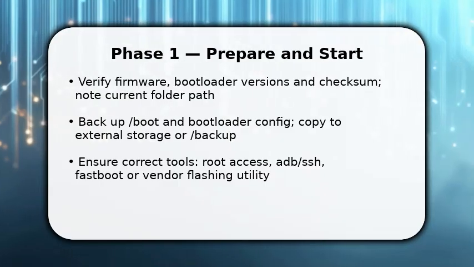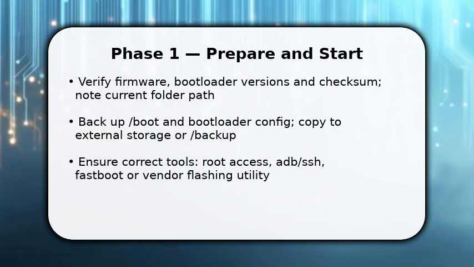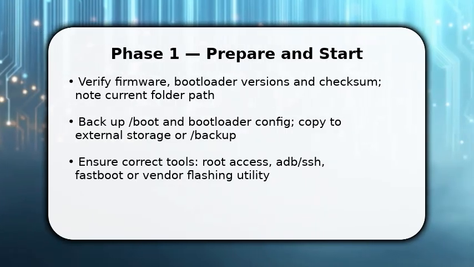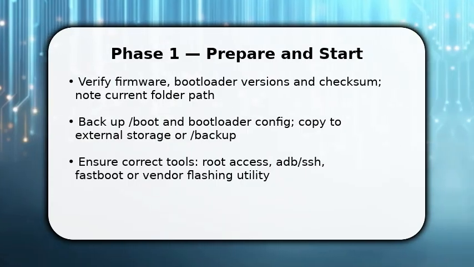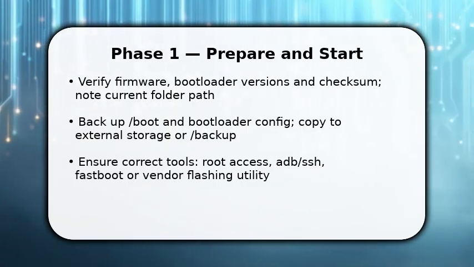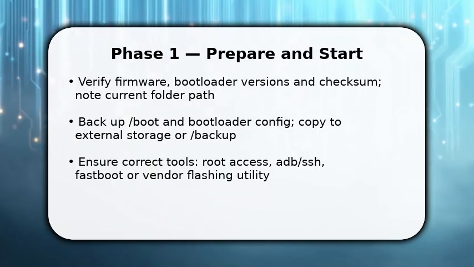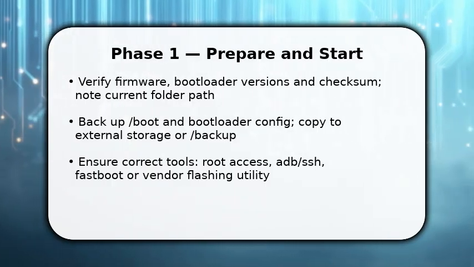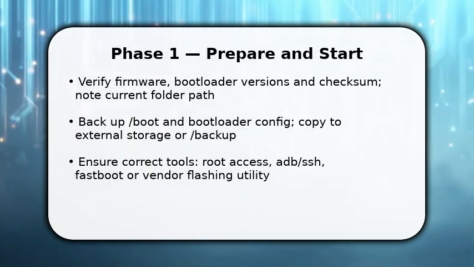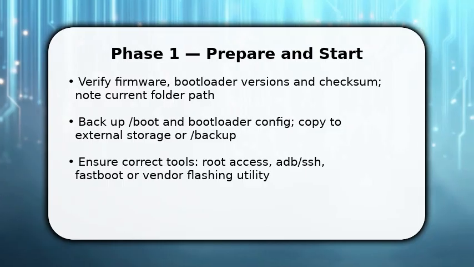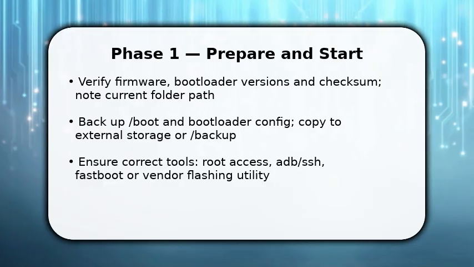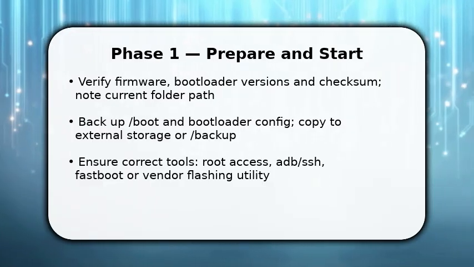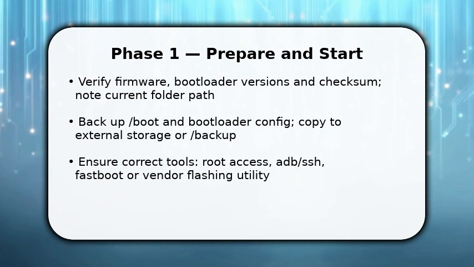You begin now. Confirm the bootloader and firmware versions and compute checksums so you know what changes. Back up the entire /boot folder and bootloader configs to an external drive or separate partition because restore is faster than recovery. Make sure you have root or administrative access and the required tools, ADB, SSH, fastboot, or vendor utility, ready. Once done, stop non-essential services and unmount the target file system to prevent writes.